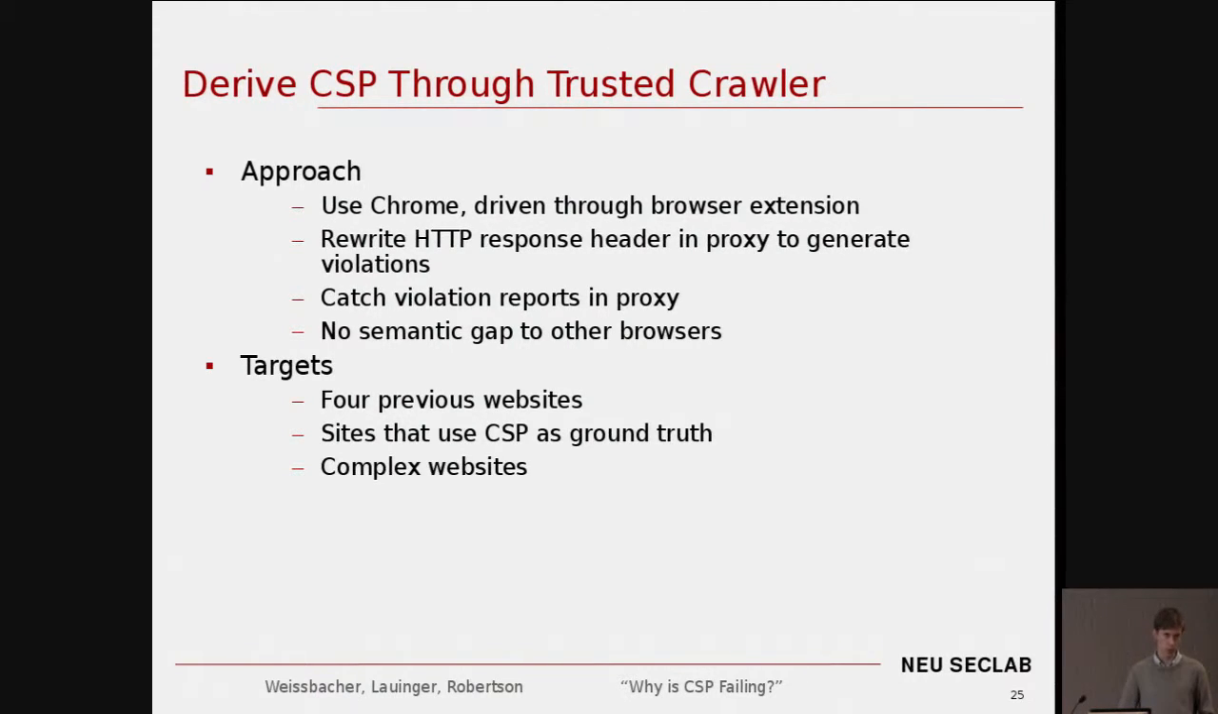The advantage here is we didn't have any semantic gap to an actual client. It's the same environment, it's just Chrome. If we would have used Phantom.js or something like this, there would be possible drawbacks. We exercised this against the 4 websites which we looked into earlier. Also, we used this on a couple of websites that had manual CSP rules to see how well our tools fare. And we also used this against some complex websites that had a lot of ads, just to see whether we can generate good rules here.